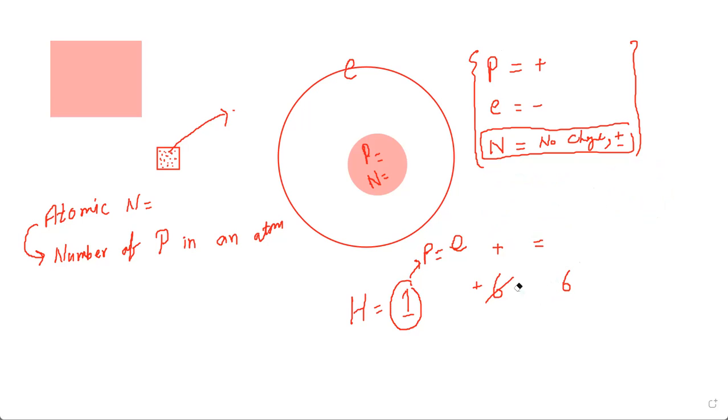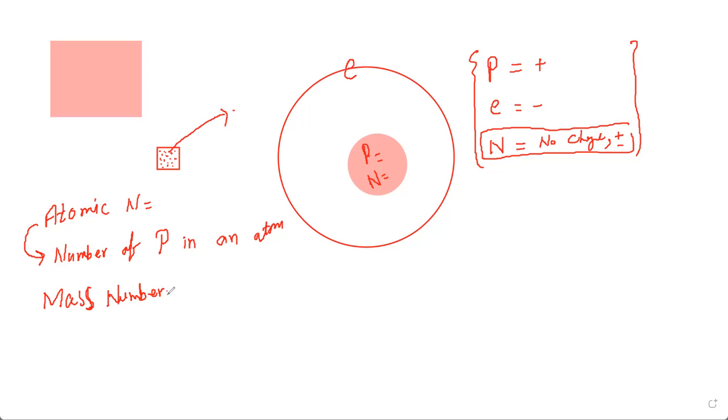Okay. Second definition, after understanding the atomic number, is mass number, or you can say the atomic mass. What is this? In an atom, the number of protons plus the number of neutrons is equal to the atomic mass or mass number. Atomic mass or mass number, same.